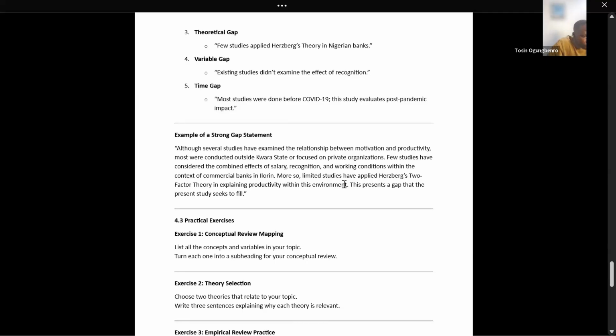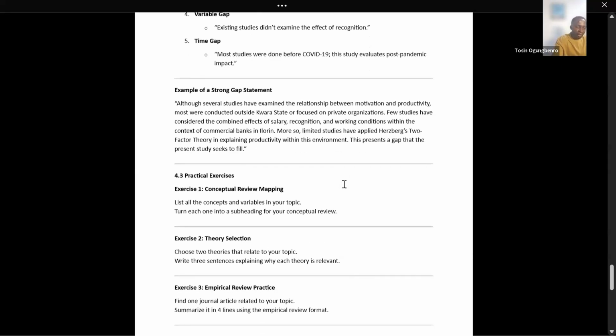Examples of a strong gap statement. Although several studies have examined the relationship between motivation and productivity, most were conducted outside Kwara State or focused on private organizations. Few studies have considered the combined effect of salary, recognition, and working conditions within the context of commercial banks in Ilorin. More so, limited studies have applied Herzberg's two-factor theory in explaining productivity within the environment. This presents a gap that the present study seeks to fill, something like that.